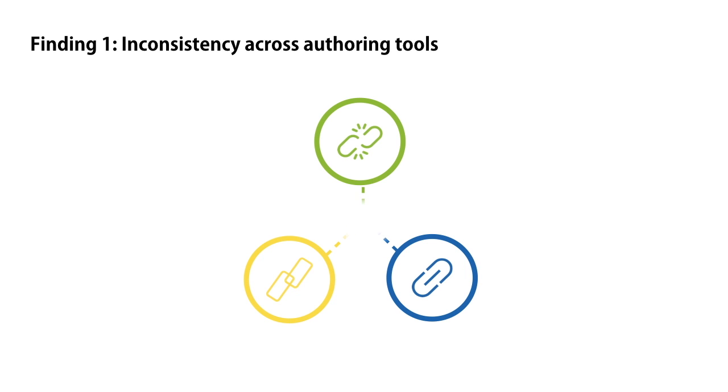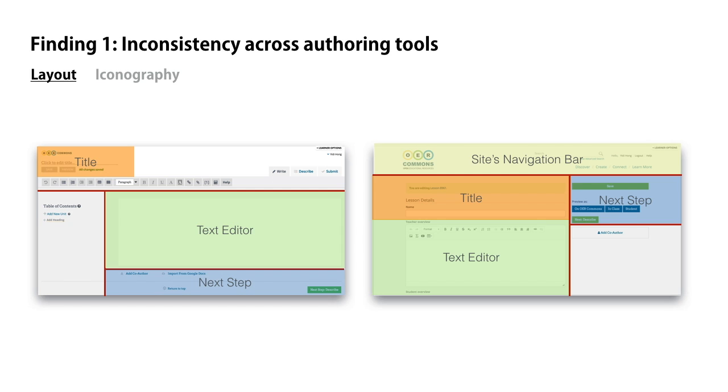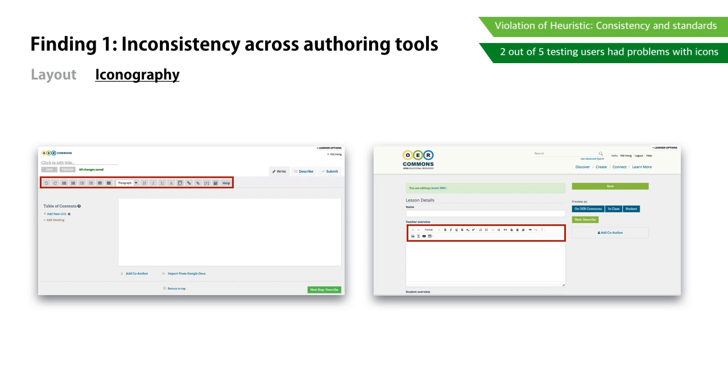The first key finding is that there is inconsistency across the different authoring tools in terms of layout and iconography. As you can see here, the same functions in different tools are displayed in different positions. Also, different authoring tools' text editors are using different sets of icons.